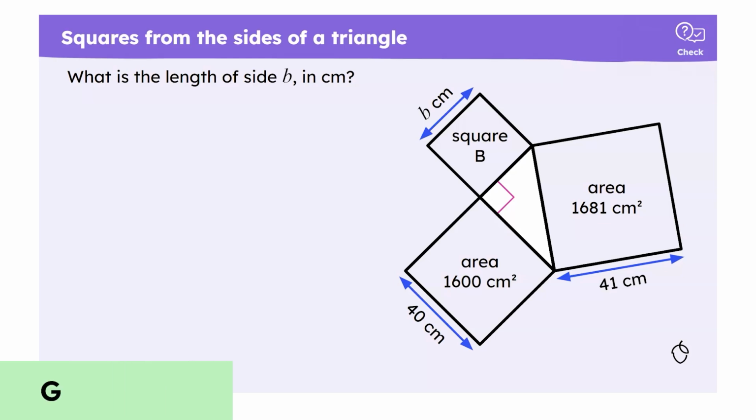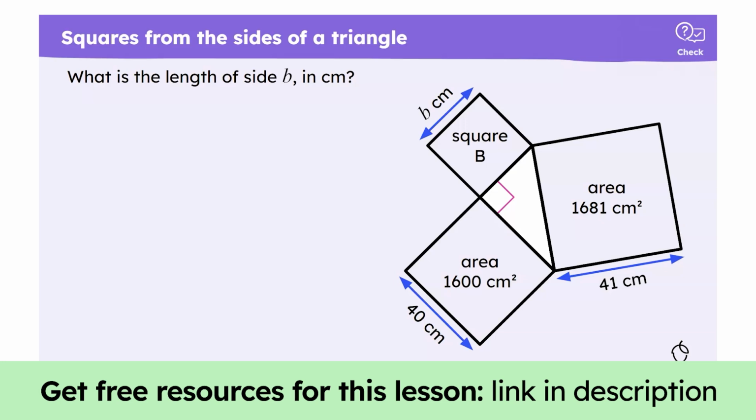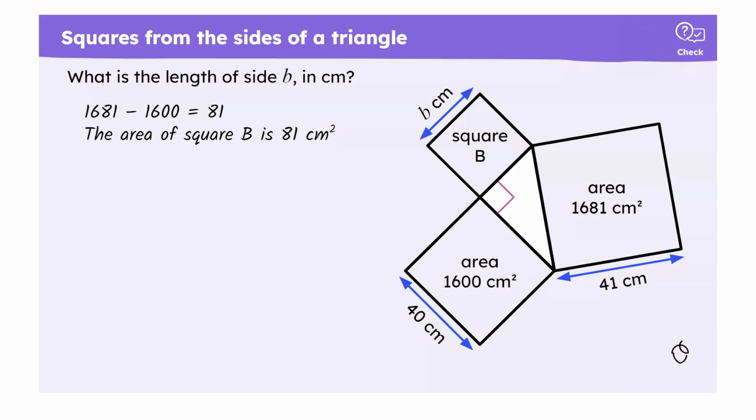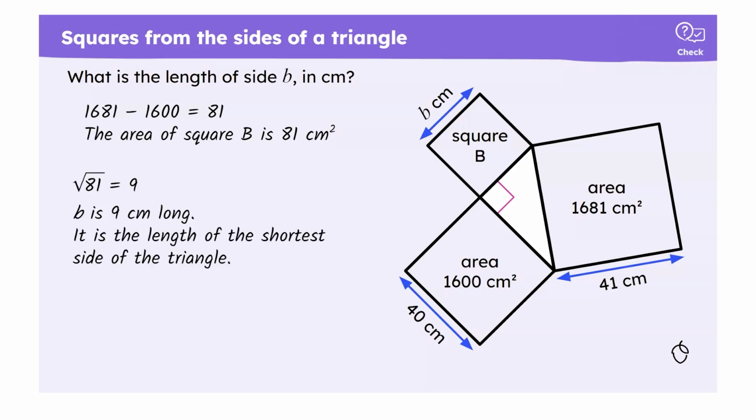How can we find the length of one of its sides, B centimetres? Pause to follow through the two correct calculations. We know from the previous check that the correct area is 1,681, take away 1,600, which is 81. The area of square B is 81 centimetres squared. To find the length of square B, I square root that area. So square root of 81 is 9, and so the length B is 9 centimetres long. It is the length of the shortest side of that triangle.